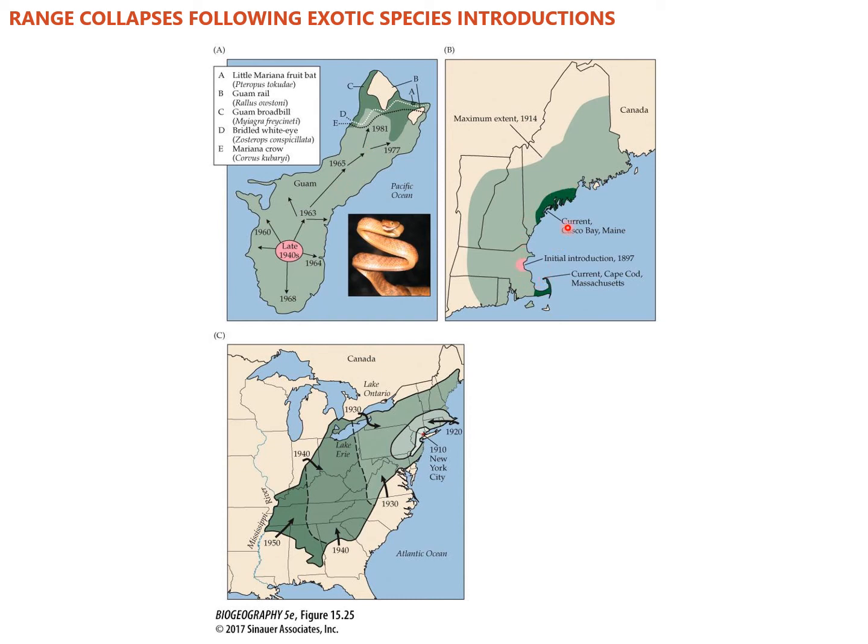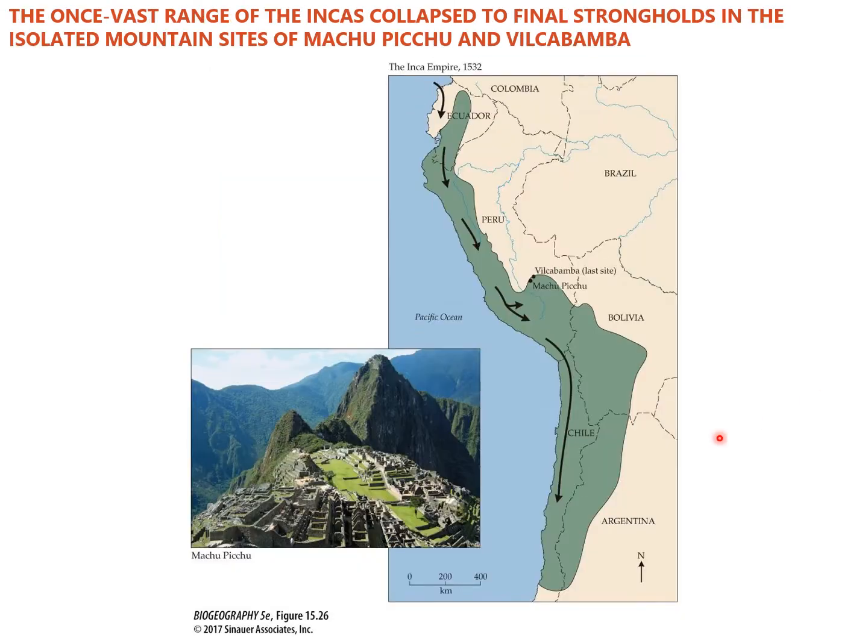This is, I think, the range collapse of a moth species in the northeastern United States. And then if you're familiar with your environmental history, another one in the United States you might be familiar with is the chestnut, in response to chestnut blight in the 1900s. So lots of examples of introduced species that can cause this sort of range collapse.